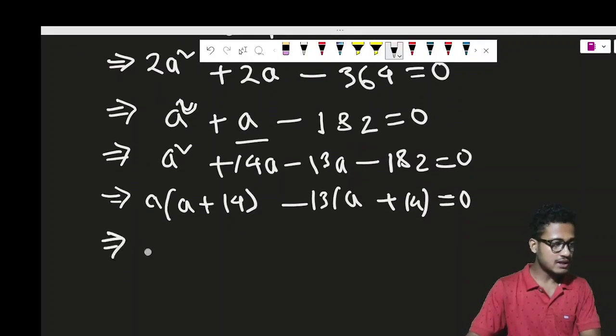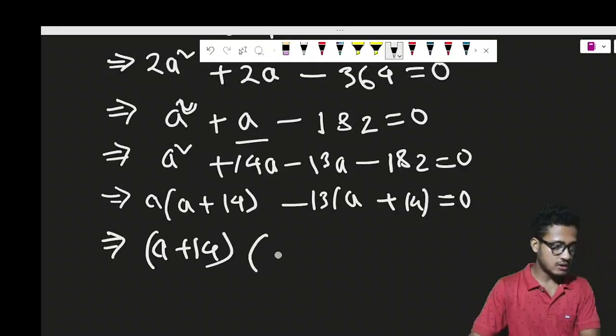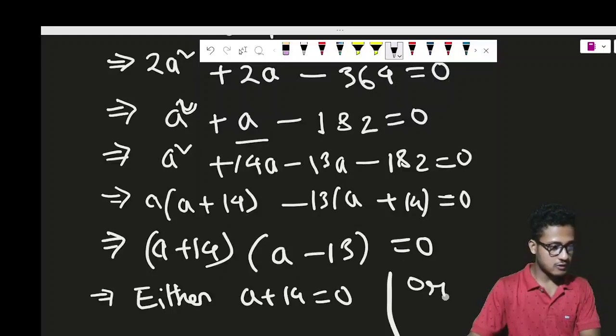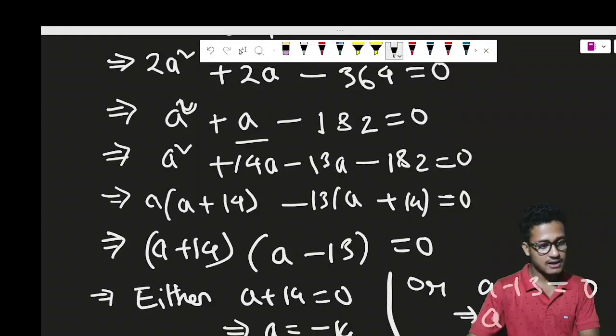Now what we will get? a plus 14 will come out as a common factor, so (a + 14)(a - 13) is equal to 0. This will apply either a plus 14 is equal to 0 or a minus 13 is equal to 0. If then, this will imply a is equal to minus 14 and a is equal to 13.